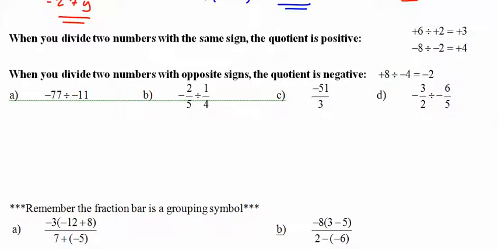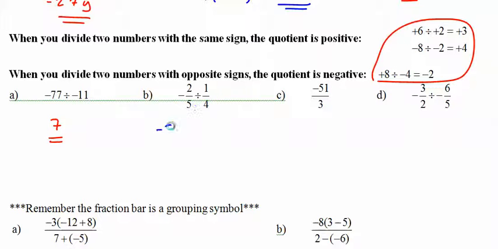Same thing on the dividing. Divide two numbers, same sign, always positive. Divide opposite signs, always negative. It's all right here if you want to look at it. Negative 77 divided by negative 11 is positive 7.